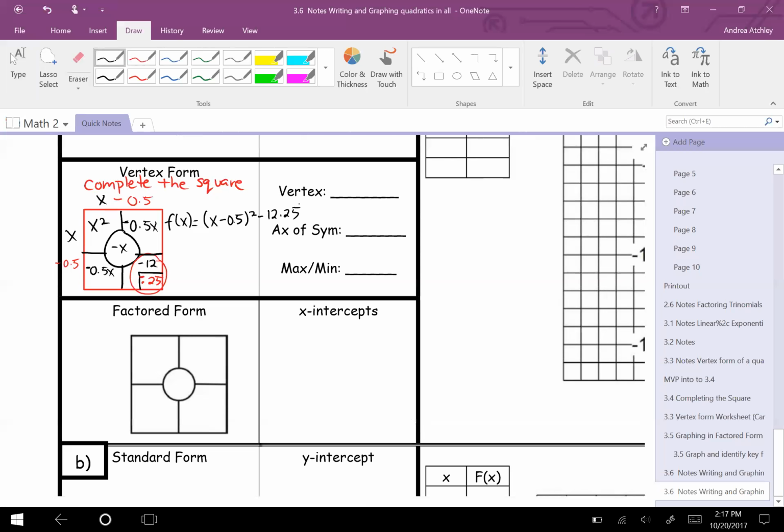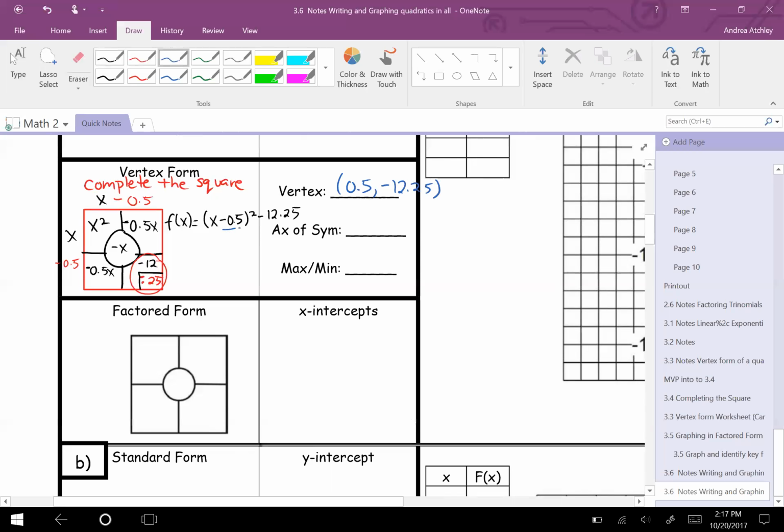Any questions over that? Half of the middle, right? Because we want it to be matching on both sides. And matching means you take half of it. So then my vertex, Aaron, what's my vertex in this equation then? Aaron, I'm talking to Aaron. 0.5 and negative 12.25.